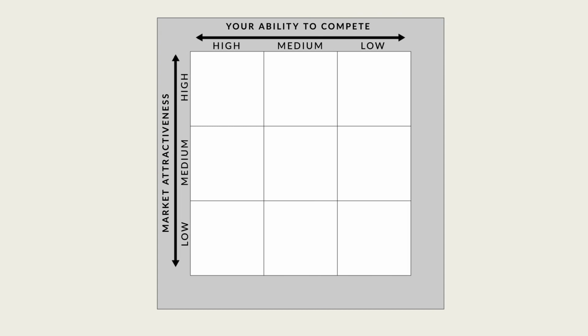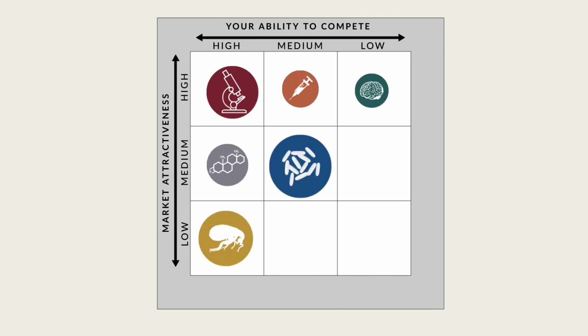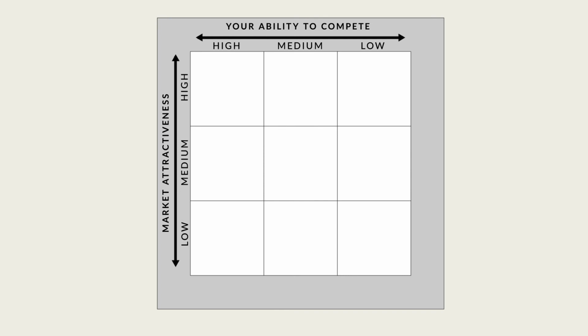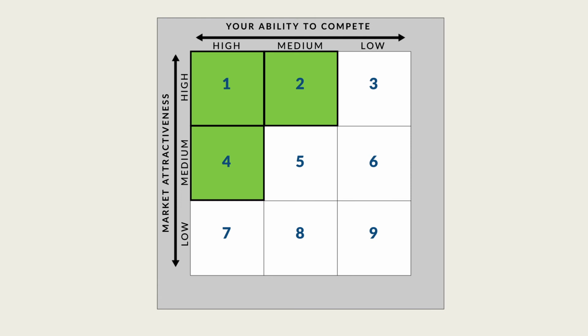When you've completed your evaluation, each market will be sized based on its relative market size. So the bigger the circle, the bigger the market. And each option will land on one of these 9 zones. The 3 zones in the top left are the attractive zones, markets where you should probably focus and invest some time and money.